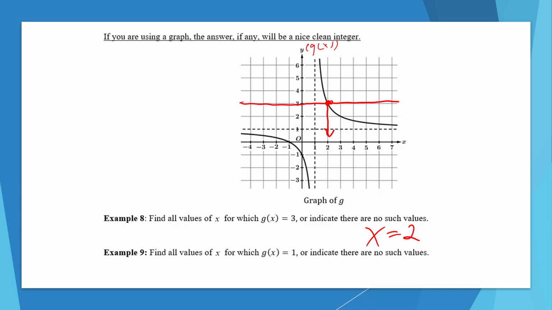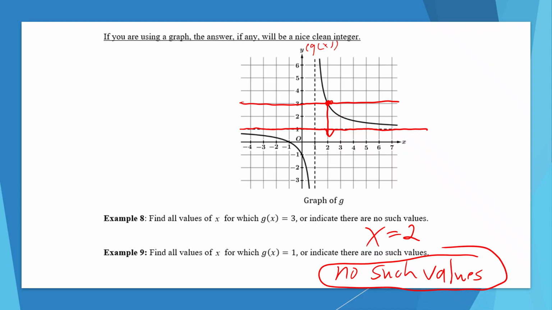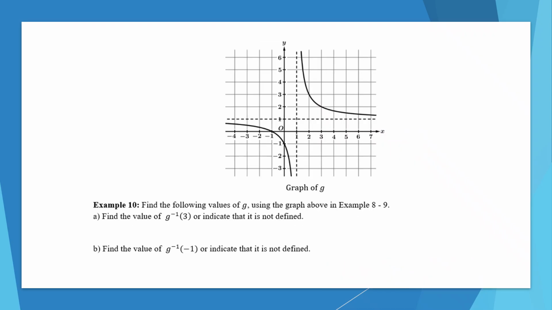Example 9, find all the values for which g of x equals 1. Here, this is a horizontal asymptote, so it will never touch. So I will say no such values. And that would be my answer for example 9. So it may seem like a lot of cases where it's no such values. I just want to show you what that would look like. But in reality, it is pretty rare that you'll see no such values, but you could see it on the AP exam.